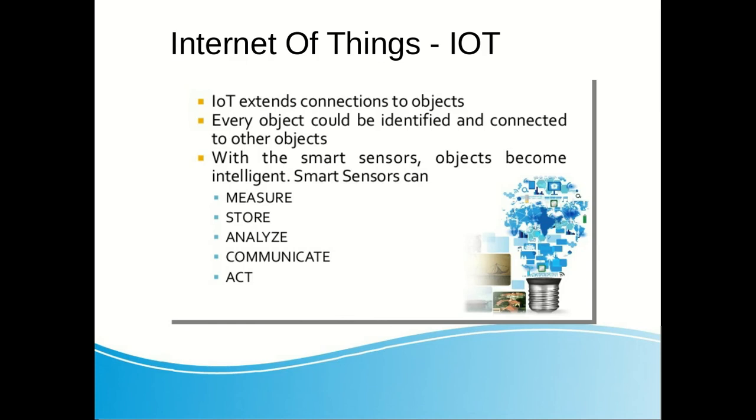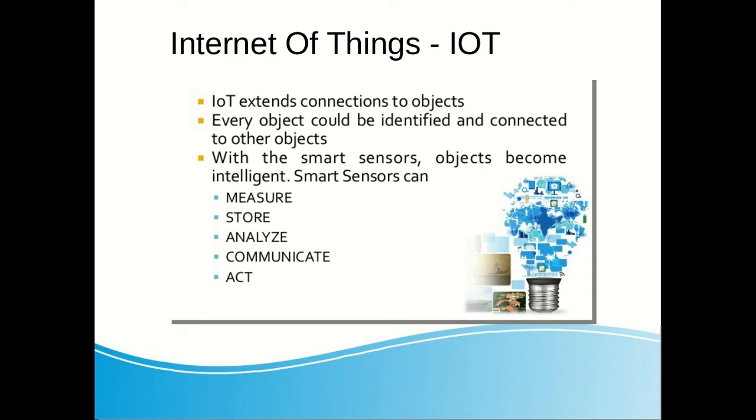IoT extends connection to the objects. The Internet of Things is a rapidly growing technology which aims to connect all devices to the existing internet infrastructure. At present, only mobiles, computers, tablets, and smart TVs are connected with internet. By using IoT, all the devices such as a coffee maker, a washing machine, a fan, a light, almost anything you can think of which have sensors can be connected with internet.